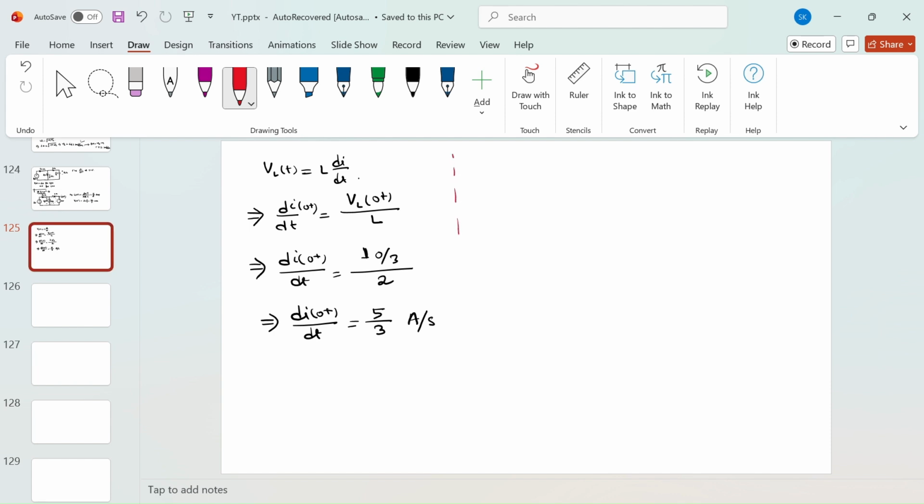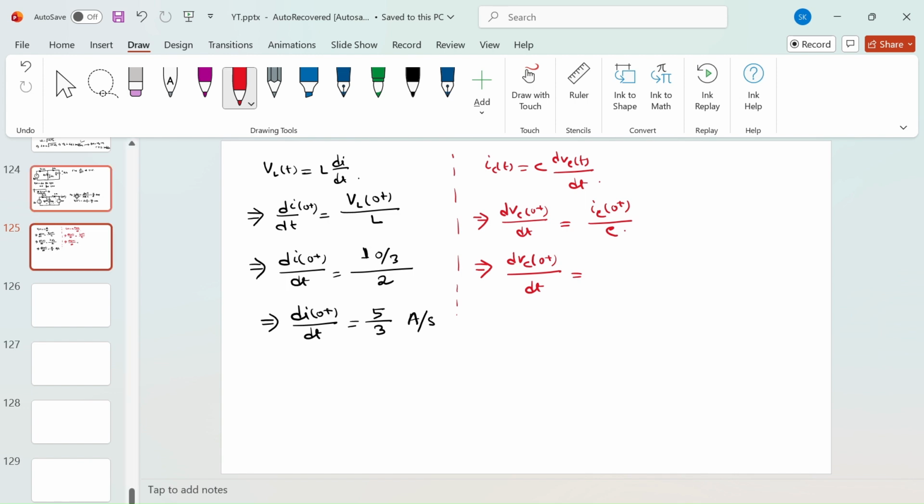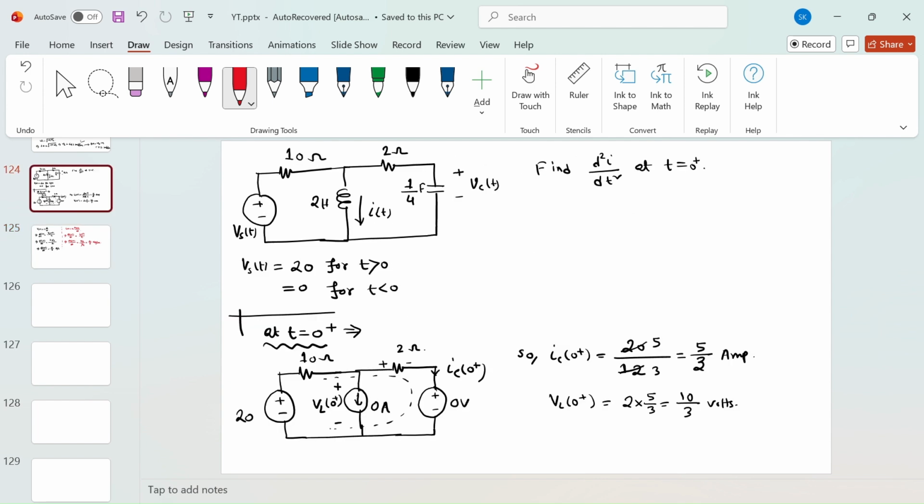By the same way we will calculate IC of t is equal to C dVc by dt. So dVc 0 plus by dt is equal to IC 0 plus by C, right? So the same way, the rate of rise of the capacitor voltage at t equal to 0 plus. The IC 0 plus was 5 by 3 and the capacitance was 1 by 4. So 20 by 3 volts per second, right? This is clear, I hope. Maybe you can check the calculation one more time.